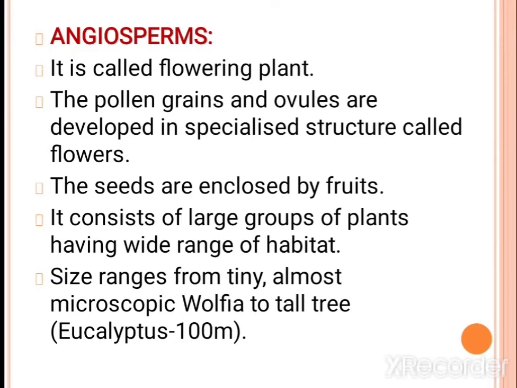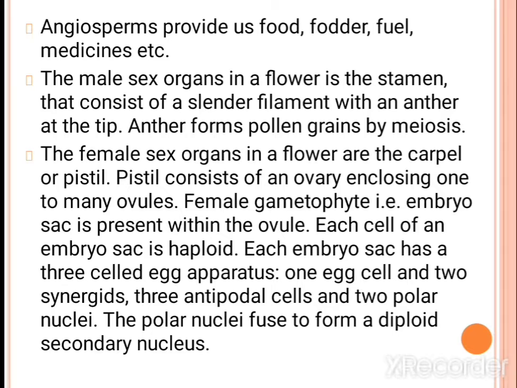When you observe our planet Earth, it consists of a large amount of angiosperms, and the size of angiosperms ranges from tiny to very tall trees. For a tiny example you can give Wolffia, and for a tall tree eucalyptus, which is about 100 meters tall. So angiosperms provide us food, fodder, fuel, and medicines.